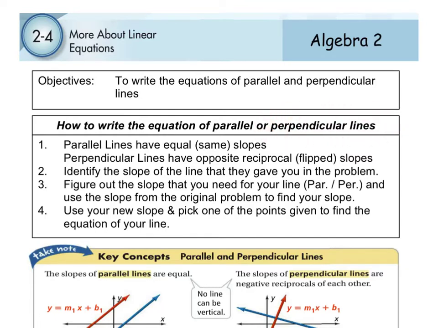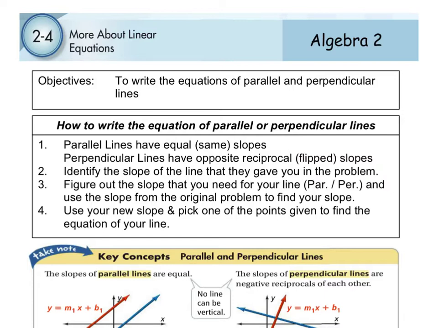Okay, now we're going to get a little bit more specific in terms of the equation parts as we talk about parallel and perpendicular lines. Now, how to write the equation of parallel and perpendicular lines. As you look at this, the very first step is a very important step that you might want to put a star next to. Parallel lines have equal or the same slopes, so the slopes are exactly the same. Perpendicular lines have opposite reciprocal slopes, or what I call flip slopes. Their slopes are flipped. The numerator becomes the denominator and the denominator becomes the numerator.